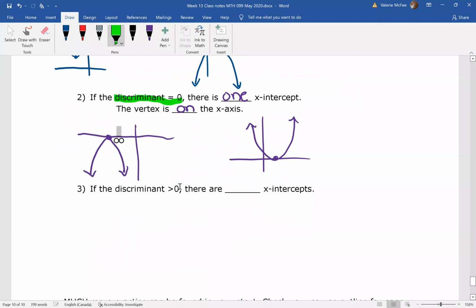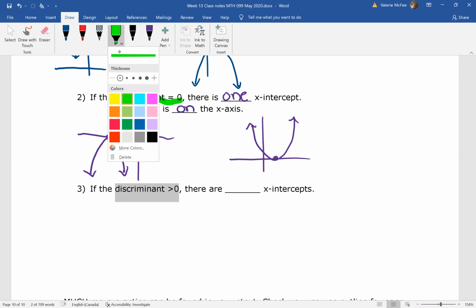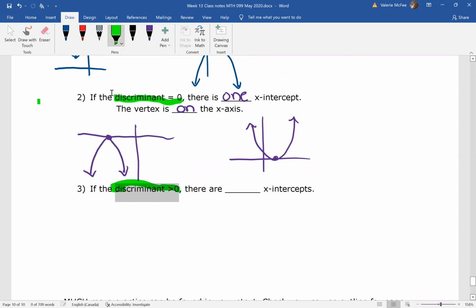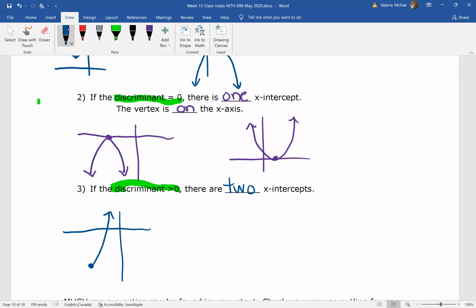And finally, if the discriminant is greater than 0, then we know that we will have two x-intercepts. So if the vertex is below, it's going to open up and give me two x-intercepts. If the vertex is above, the graph is going to open down and give me two x-intercepts.